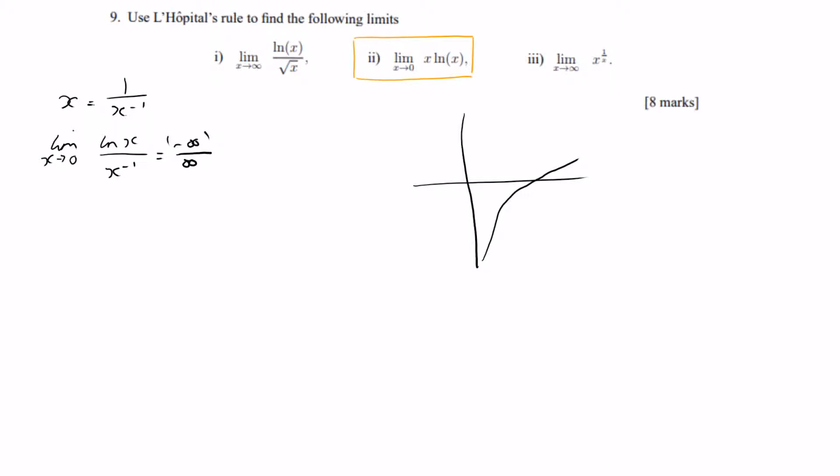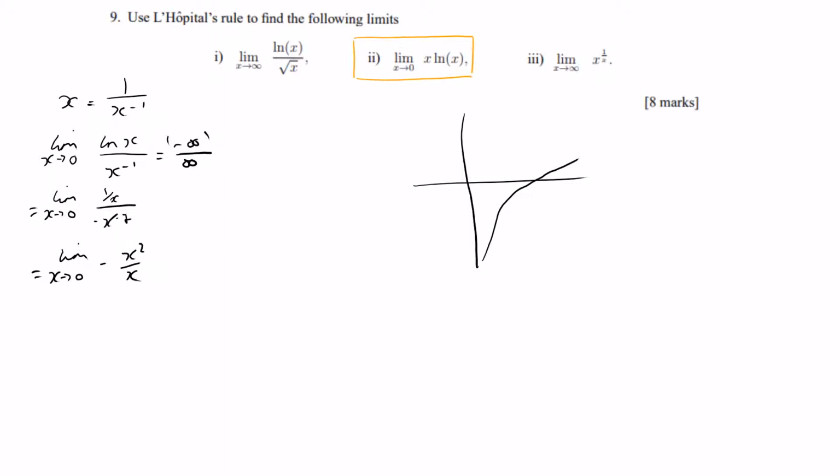So L'Hopital's rule, we can say that this is equal to the limit as x tends to 0. The derivative of ln x is 1 over x, and we can divide that by negative x to the negative 2. Neatening this up gives us the limit as x tends to 0 of negative x squared over x.